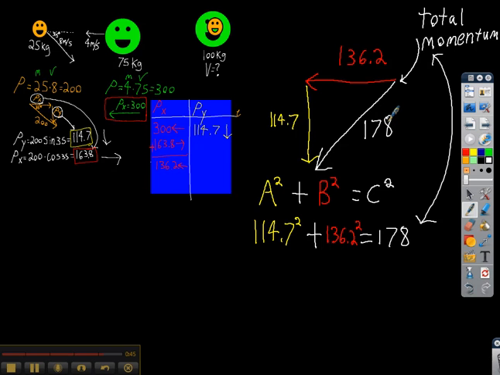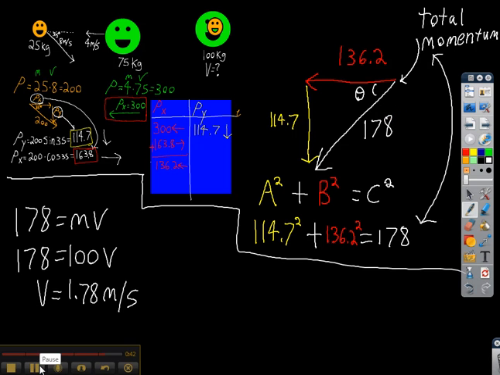Now we just have to figure out the actual velocity. Down here in the bottom left, I worked it out. You've got the total momentum, and you know momentum is just mass times velocity. We've got to use the mass of both of them. So I say that the momentum equals 100, the mass of both of these, times the velocity. You get 1.78 meters per second.